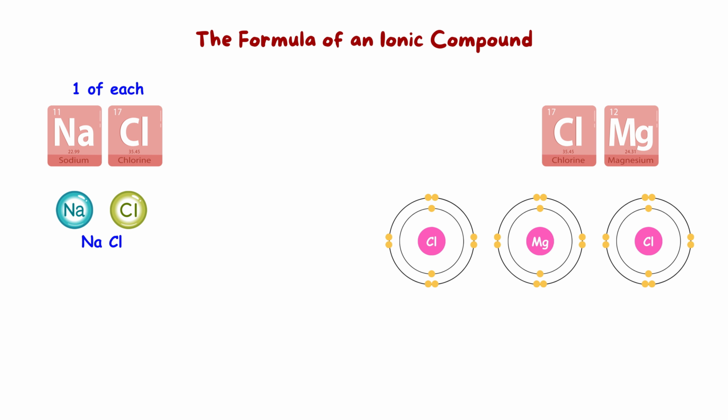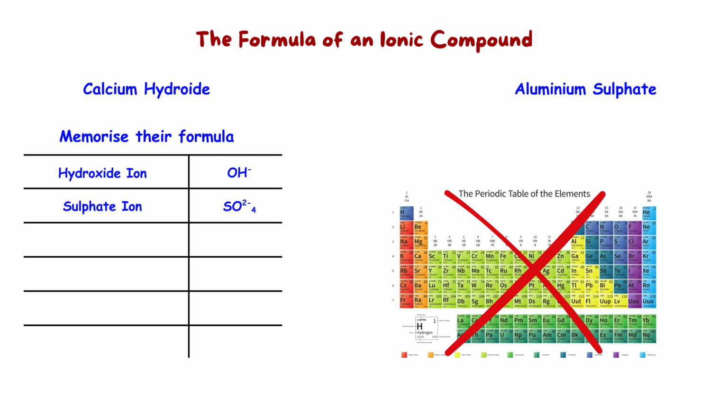Things become slightly more complex when we deal with polyatomic ions, which are ions made from multiple atoms rather than single elements. Examples include hydroxide and sulfate ions. These ions do not appear on the periodic table, so we must memorize their charges and structures. The hydroxide ion consists of 1 oxygen and 1 hydrogen and carries a negative 1 charge. The sulfate ion, made from 1 sulfur and 4 oxygen atoms, carries a negative 2 charge.